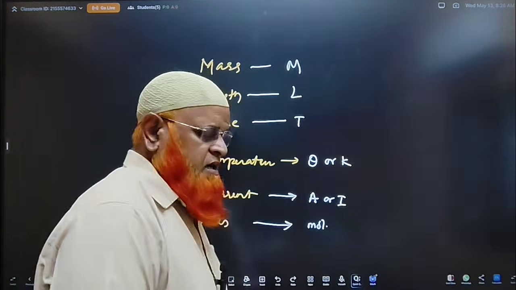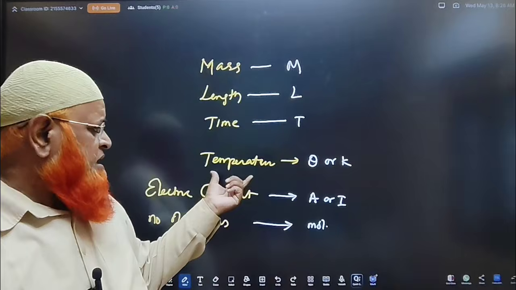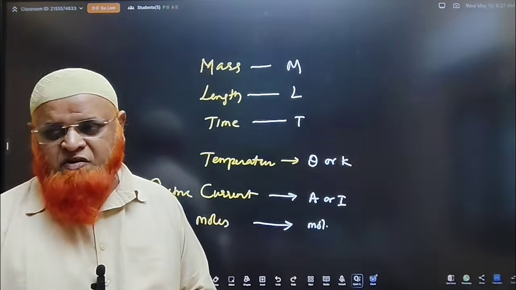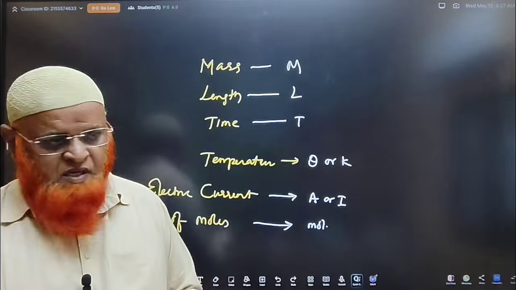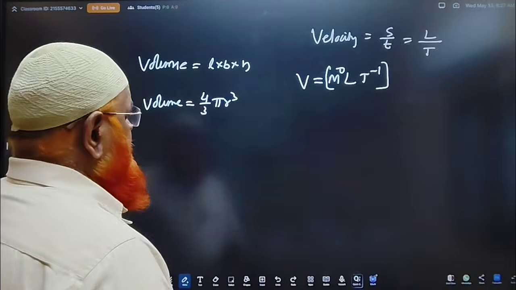So I told you that any dimensional formula is represented with mass, length, time, temperature theta, electric current A or I, and number of moles is represented with the letters MOL, completely one word, to represent the system. Okay, so now just see here.